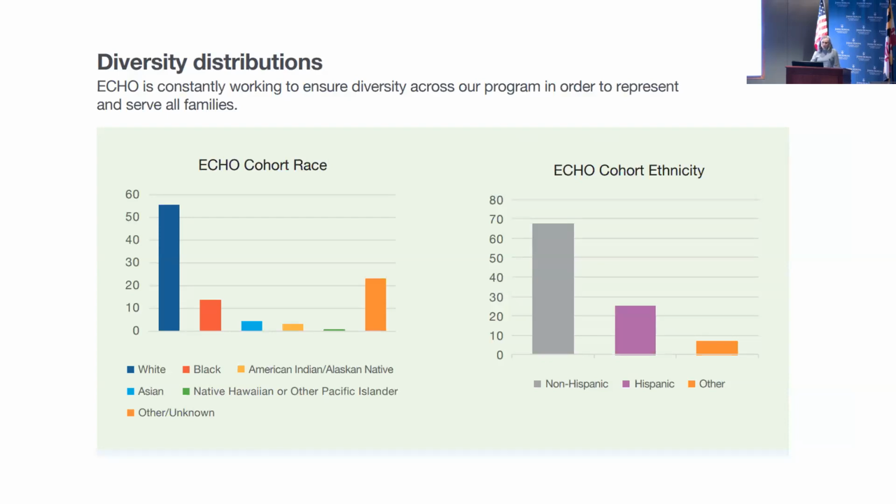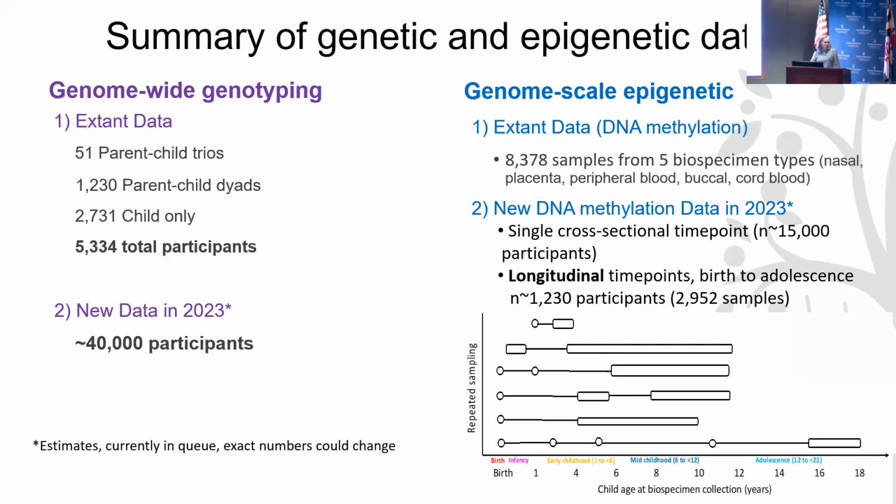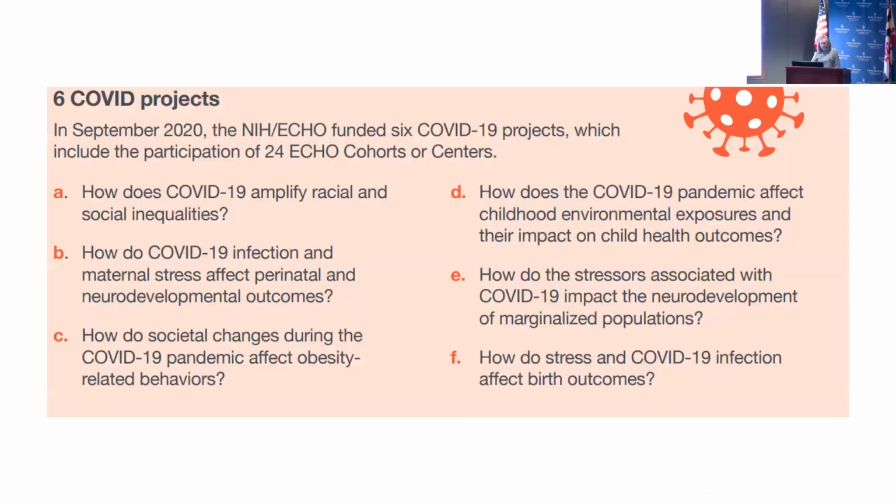We also are consistently striving to ensure diversity across our program in order to represent as well as to serve all of our families. Approximately 45% of our individuals identify as non-white, and we have about 25% of our population as Hispanic. So Dr. Latacasta alluded to that we also have genetic data. We have genetic and epigenetic data. We have genome-wide genotyping. We have genome scale epigenetic and a whole host of opportunities for both of these.